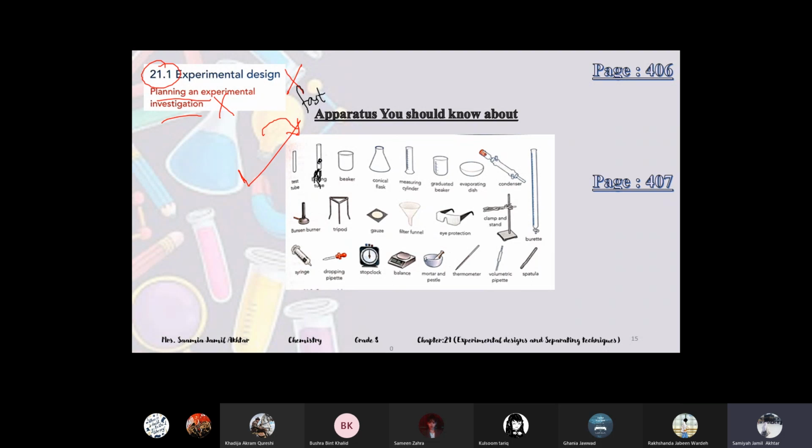Measuring cylinder and graduated beaker, these two things are used to measure the volume of a liquid, because as you can see they have markings on them. So if you want to be very precise and very specific about the quantity of any liquid in an experiment, you use a measuring cylinder, measure the quantity and then pour it in a beaker and do the experiment.